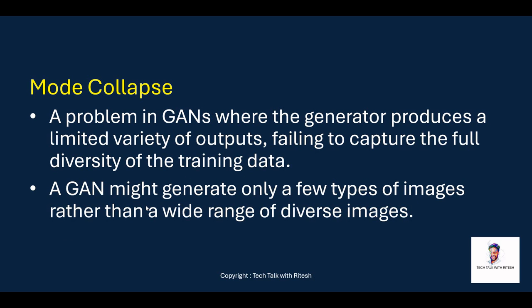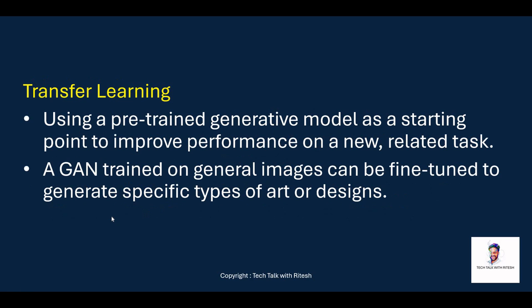Mode collapse. A problem in GANs where the generator produces a limited variety of outputs, failing to capture the full diversity of the training data. A GAN might generate only a few types of images rather than a wide range of diverse images.